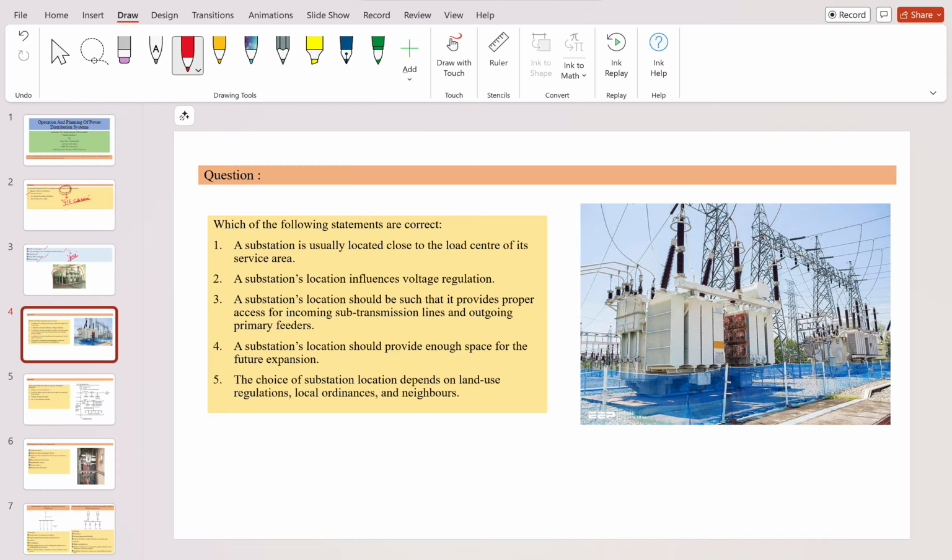Any answers? Okay, I got all of these. Anyone else? Number three. Okay. Let's wait for others to solve also. Let me give you 30 seconds more to solve.